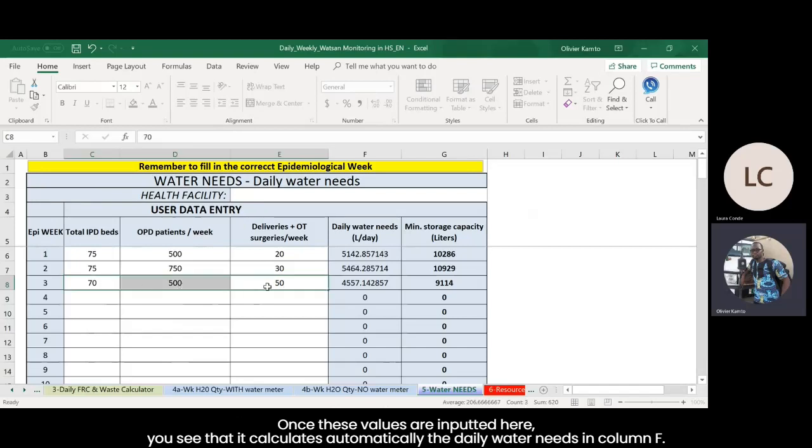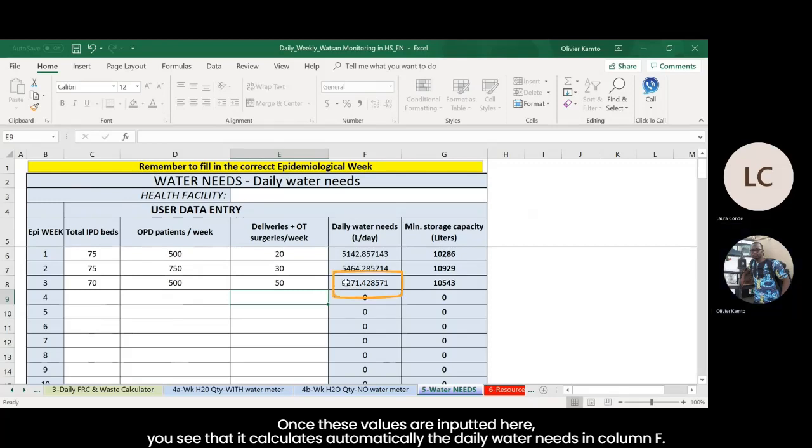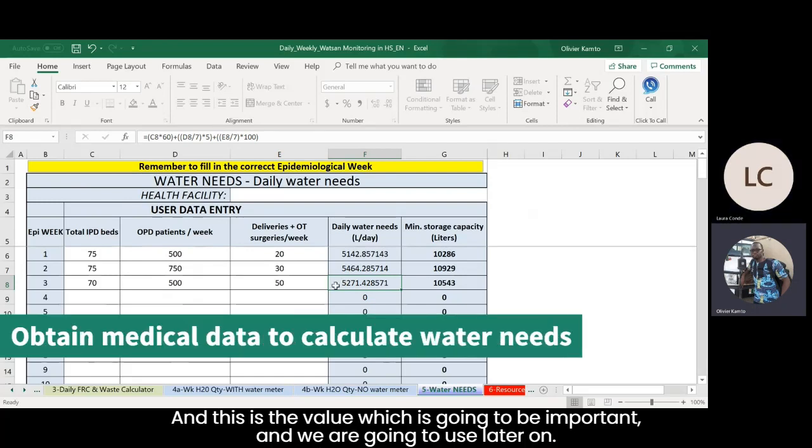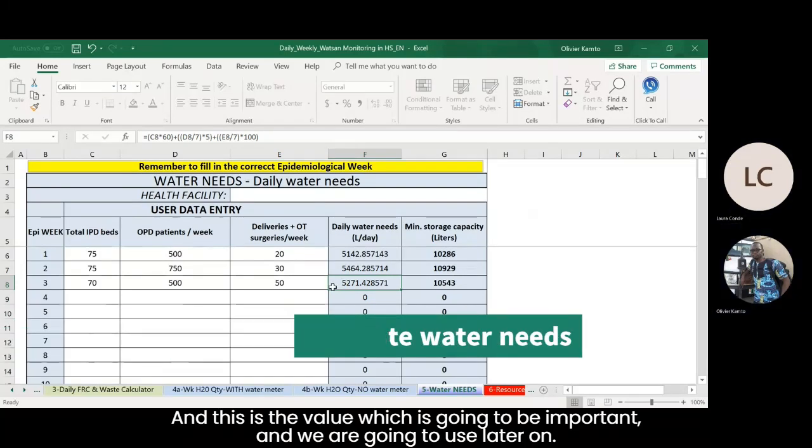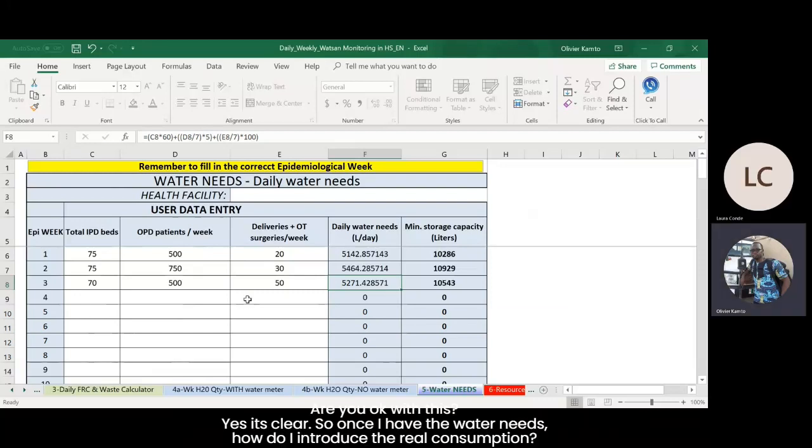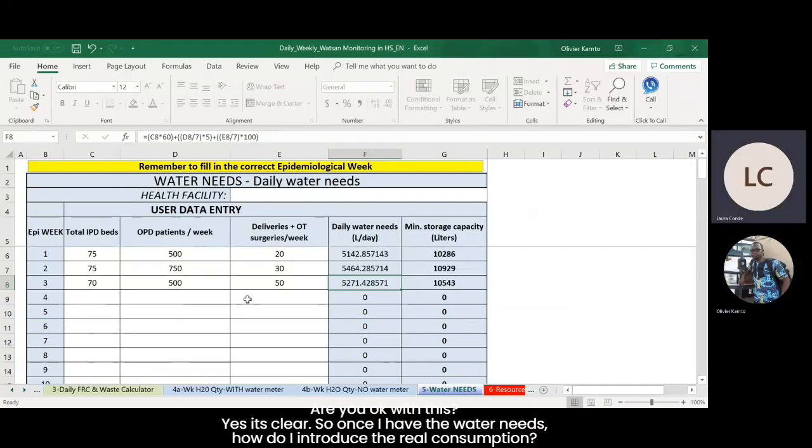Once these values are inputted here, you see it calculates automatically the daily water needs in column F. And this is the value which is going to be important and which we are going to use a little later on. Are you okay with this? I see. Yeah, it's clear.